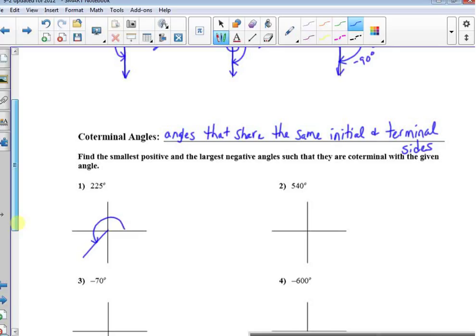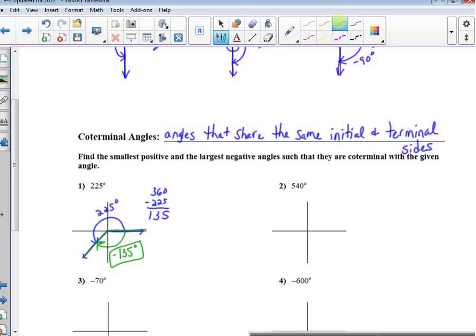So there it is, there's 225. I need an angle to have the same initial and terminal side. If I draw it in a clockwise motion, it has the same initial and terminal side. To find that value, I just did 360 minus 225. So I get 135. But because I'm going in a clockwise direction, my answer is negative 135. So that's the largest negative.